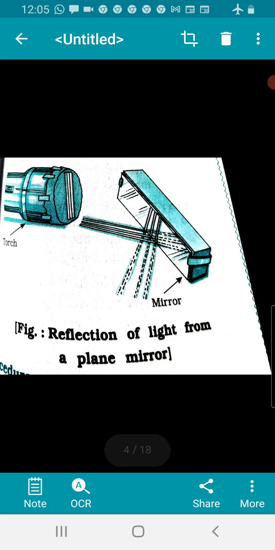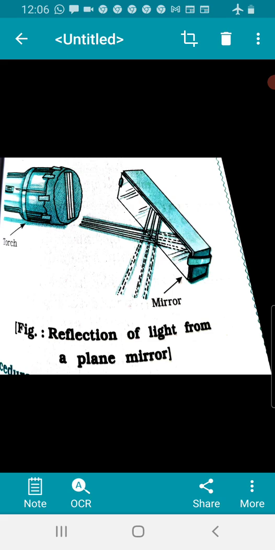Take a torch, cover its glass with a chart paper, which has three narrow slits as shown in the figure. Spread the sheet of chart paper on a smooth wooden board. Fix a plane mirror strip vertically on the chart paper. Now direct the beam of light on the mirror from the torch with the slits. Place the torch in such a way that its light is seen along the chart paper on the board. Now adjust its position so that the light from the torch strikes the plane mirror at an angle.